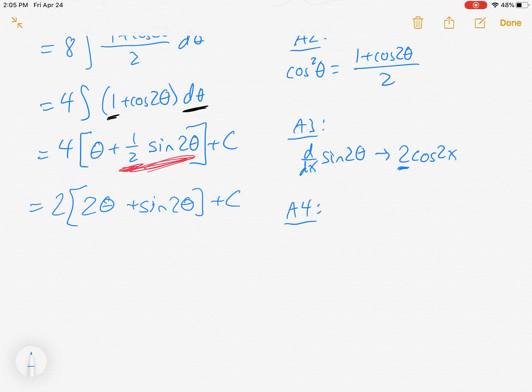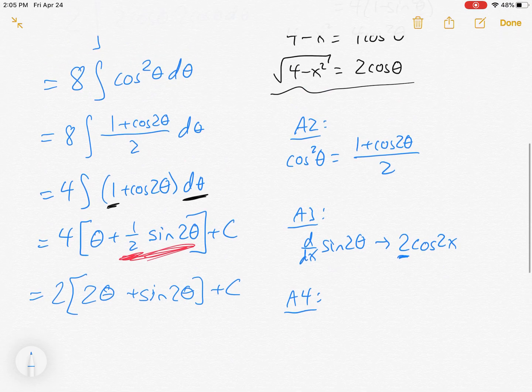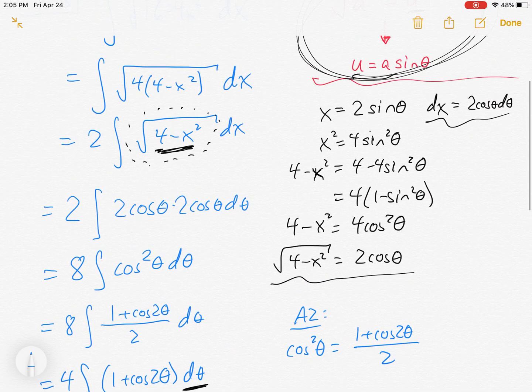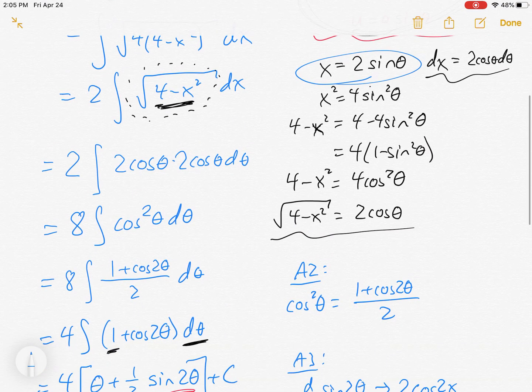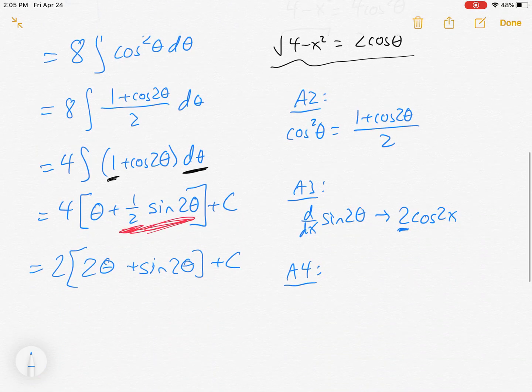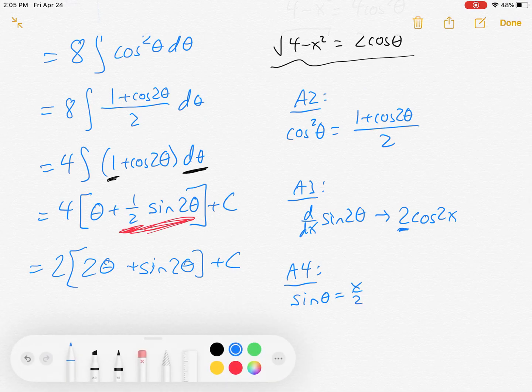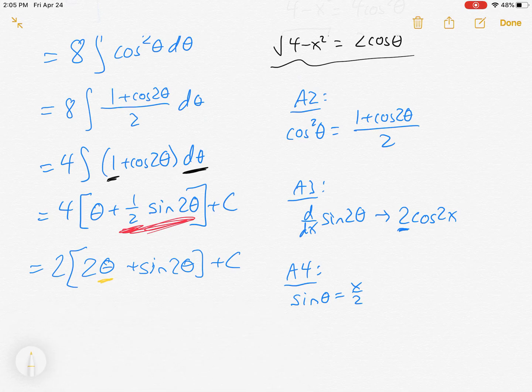Now we want to go back to x's. I did A3. So our fourth aside, again, the second and third one really weren't necessary, but just trying to make things organized in our notes here. So usually what we want to do is look at what's our connection between the theta and the x world, and here it is. In other words, sine theta is x over 2.